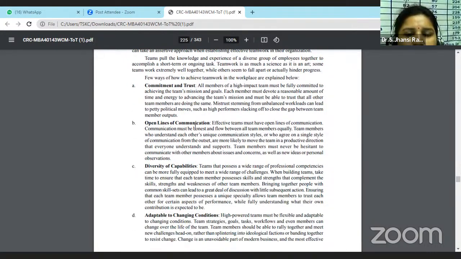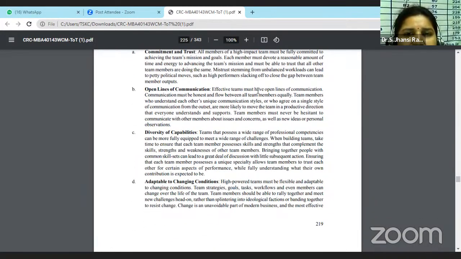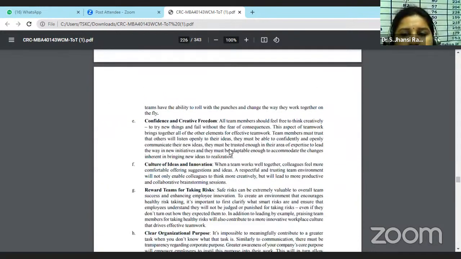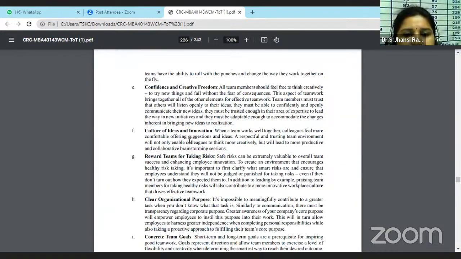And open lines of communication. Effective teams must have open lines of communication, and the communication must be honest and flow between all team members equally. Team members who understand each other's unique communication styles will find it easier to have teamwork. And then diversity of capabilities, adapting to changing conditions, confidence and creative freedom, culture of ideas and innovation.